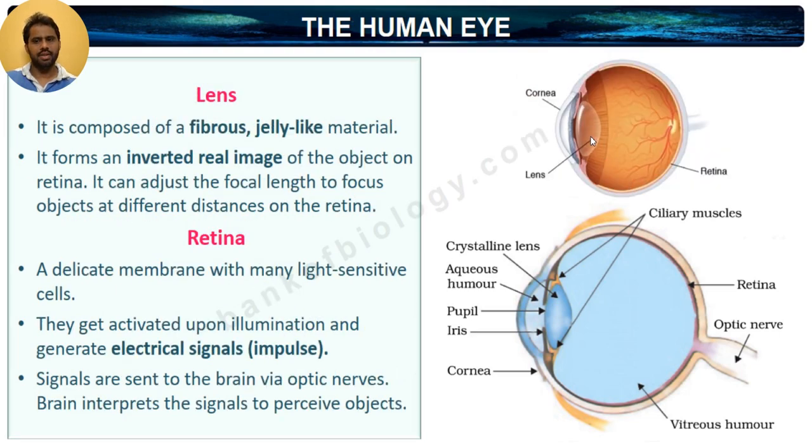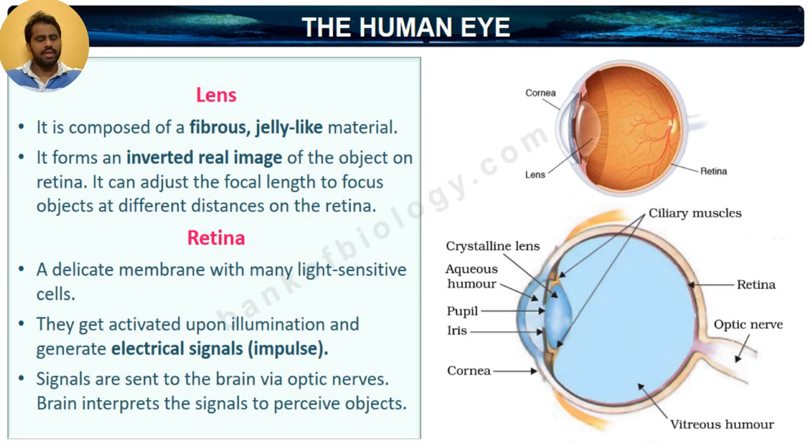Lens. What is the lens? This is the cornea. This is the lens. This is the retina. Lens is composed of a fibrous jelly-like material. It forms an inverted real image of the object on the retina. It can adjust the focal length to focus objects at different distances on the retina.